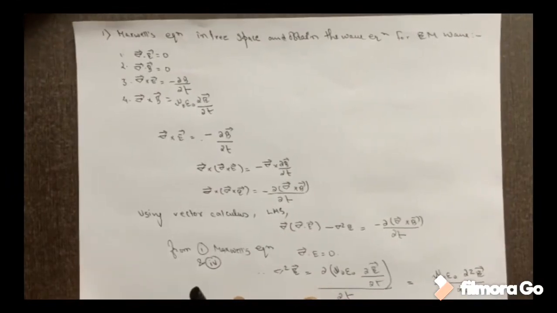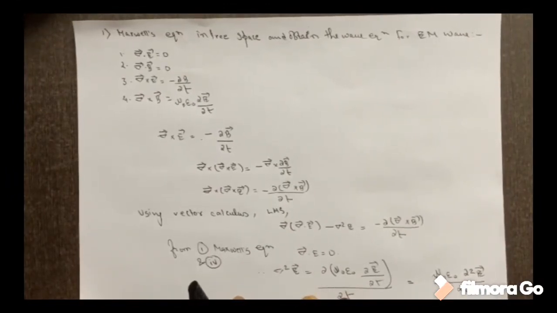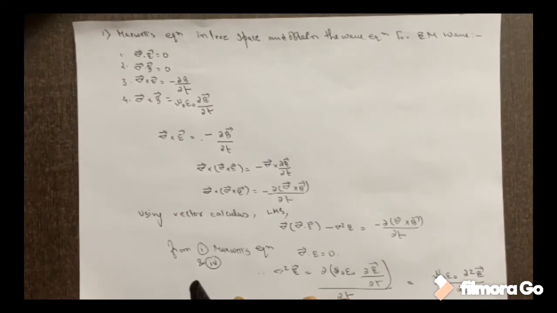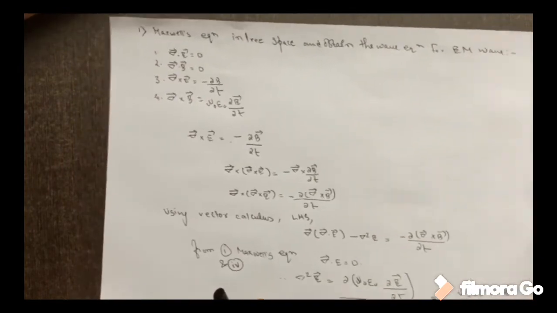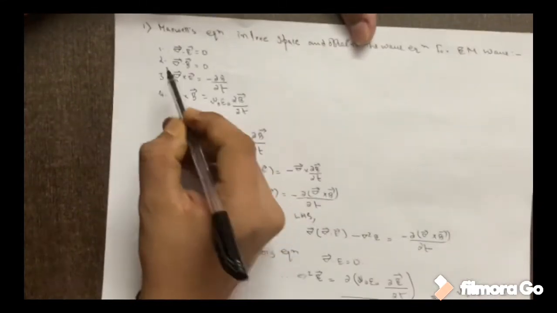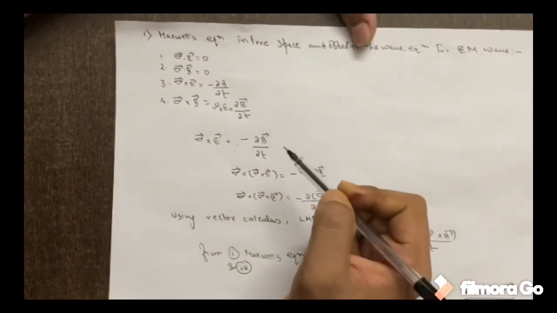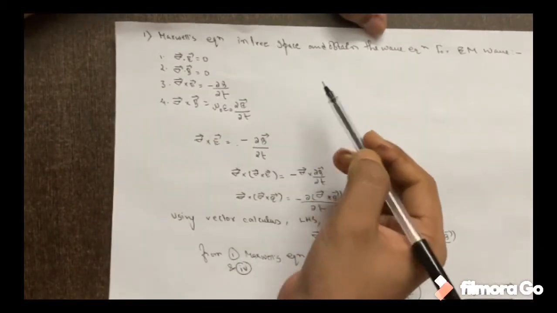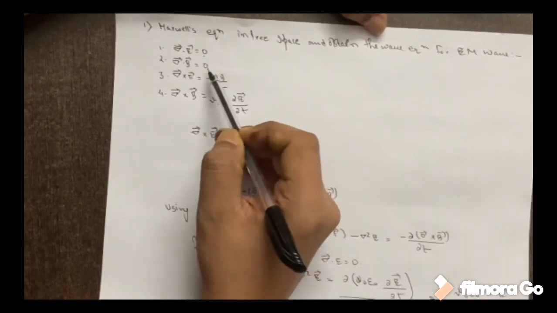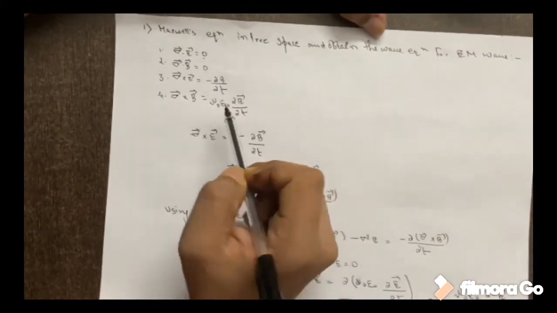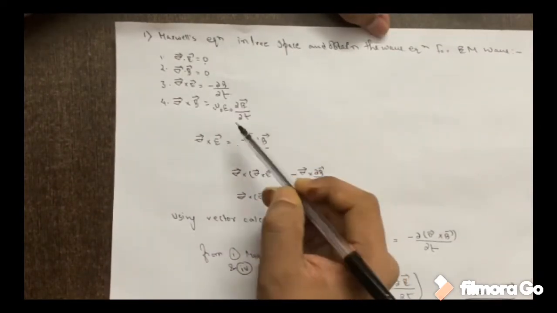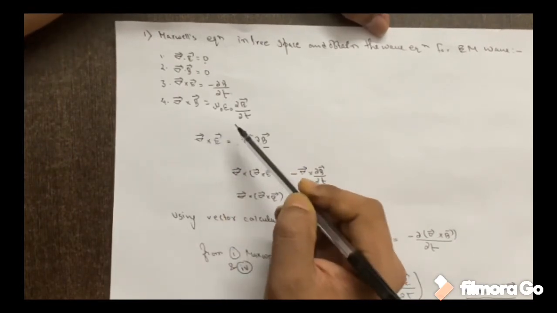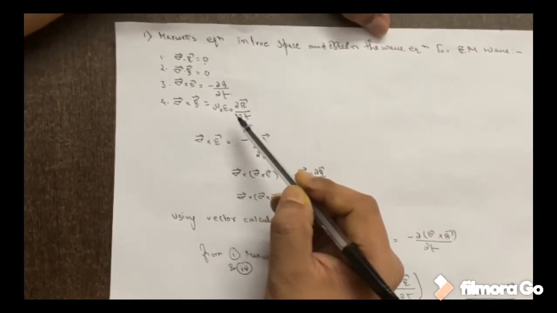Now finally we will derive the expression for the electromagnetic wave using Maxwell's equations. For free space, Maxwell's equations can be written in these four forms, that is del dot E equal to 0, as there is no charge in free space. Del dot B was earlier also 0, and del cross E is equal to minus del B by del t as earlier. The change comes in del cross B, where there is no current density as there is no charge in free space.